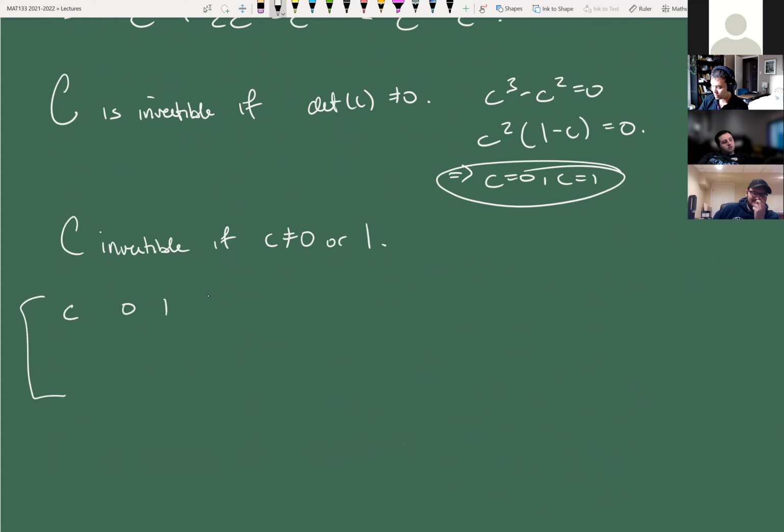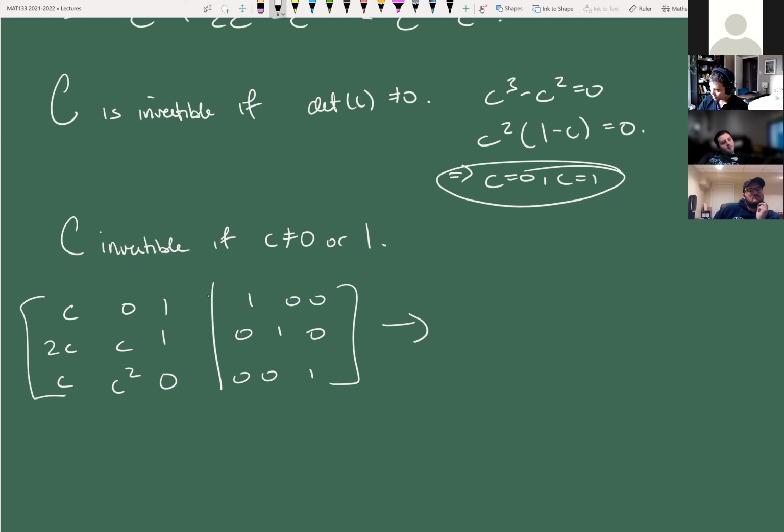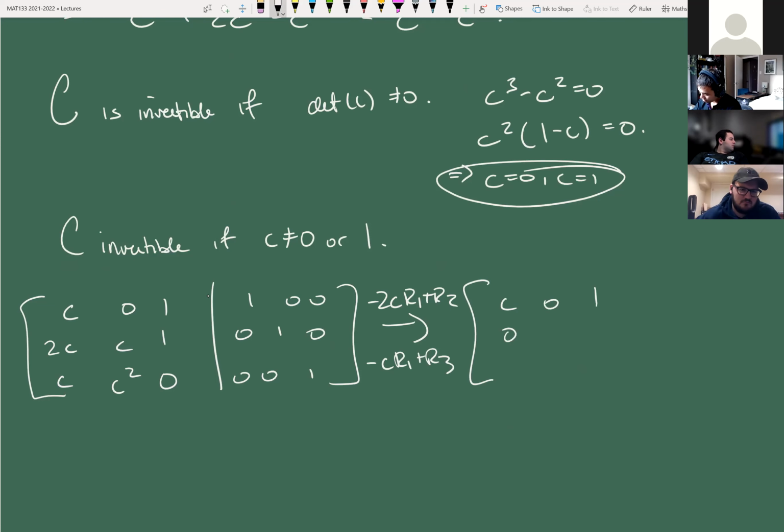So C 0 1 to C 1 C squared 0, and the identity 1 0 0 0 1 0 0 0 1. So we could do negative 2C row 1 into row 2, and negative C row 1 into row 3. So what does that give us? That gives us C 0 0 1 0 C, and then I said negative 2C, so that's going to be 1 minus 2C. It's going to be 0.